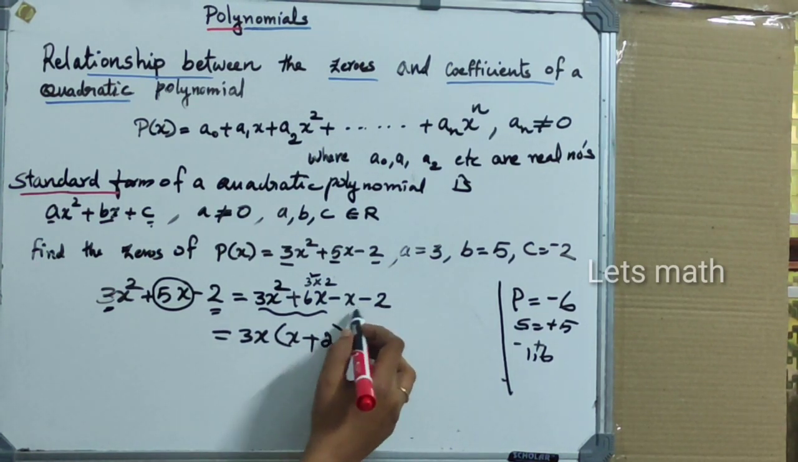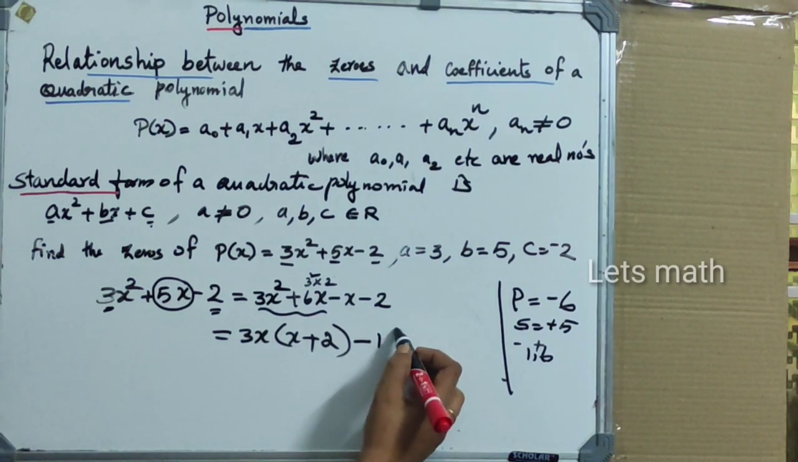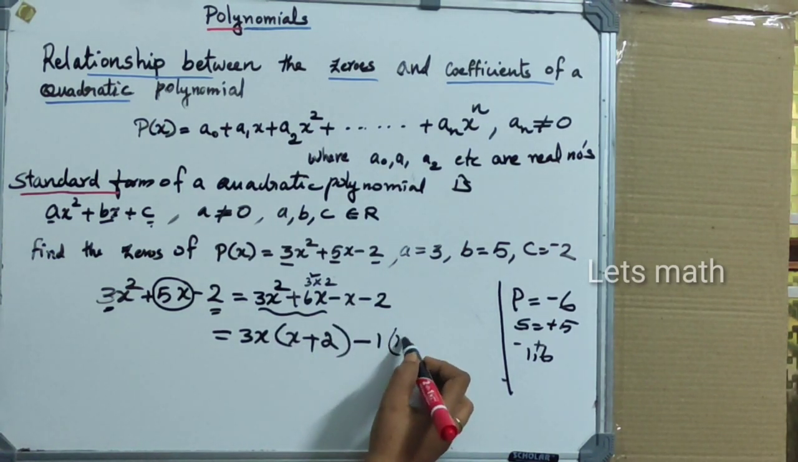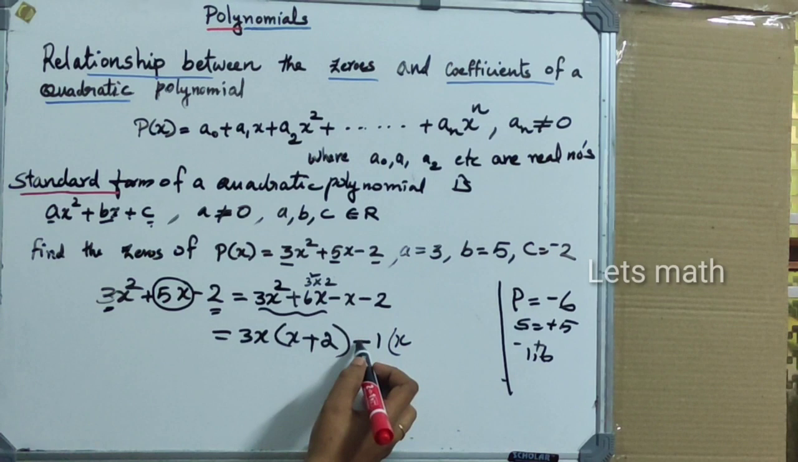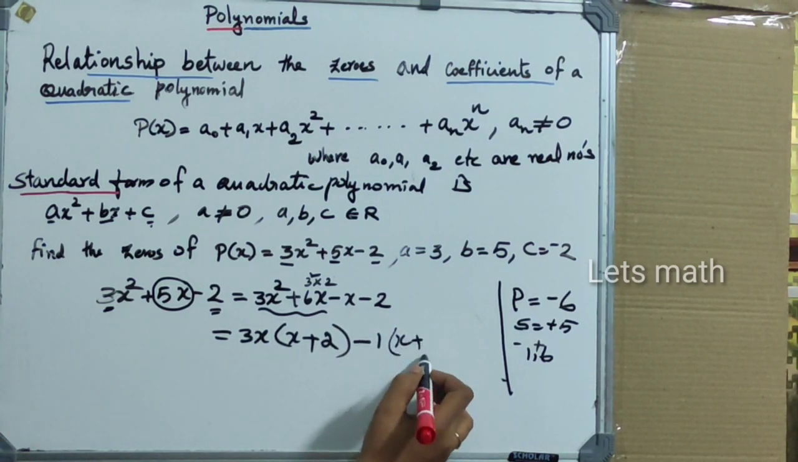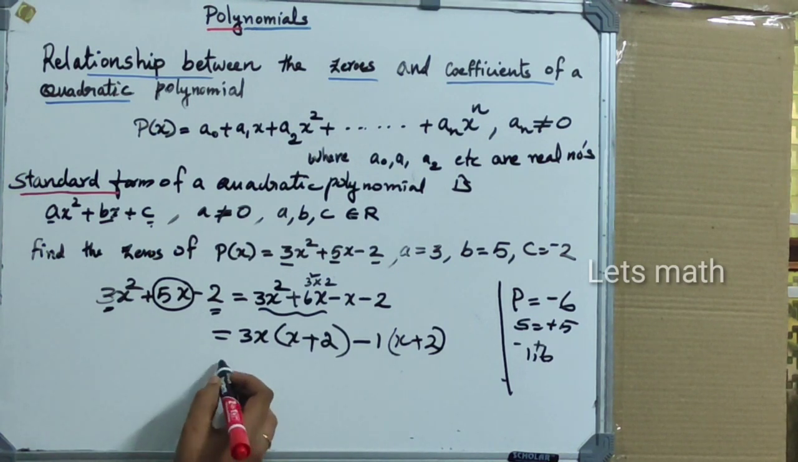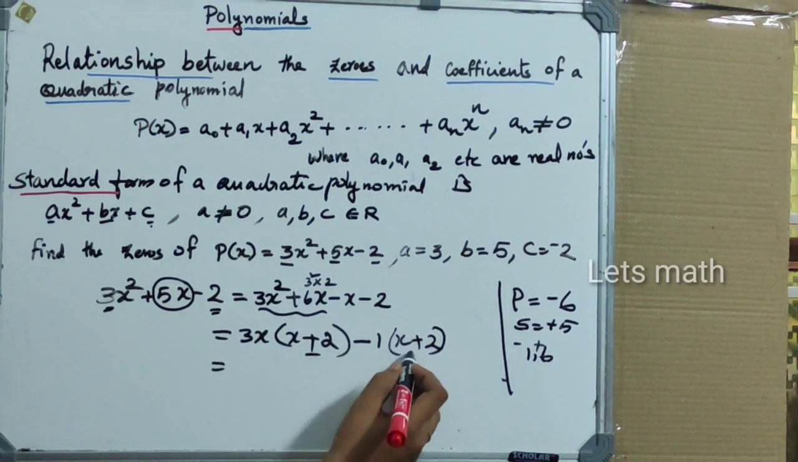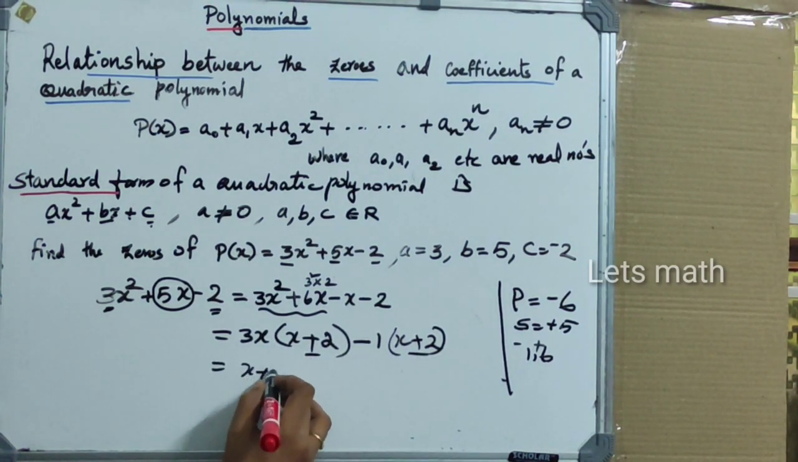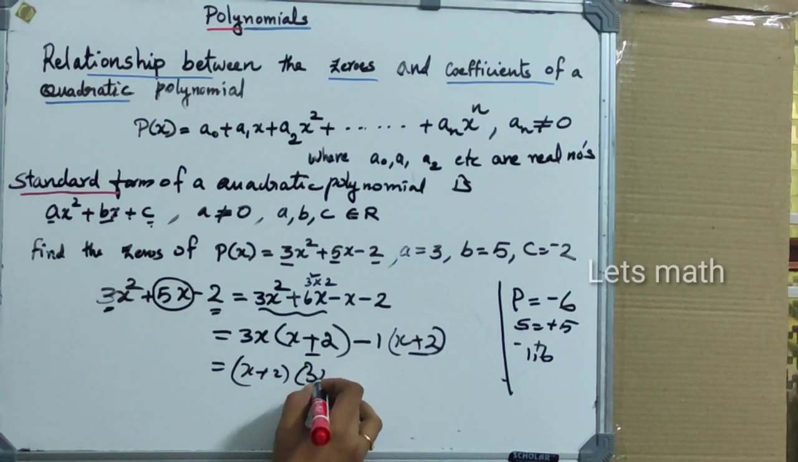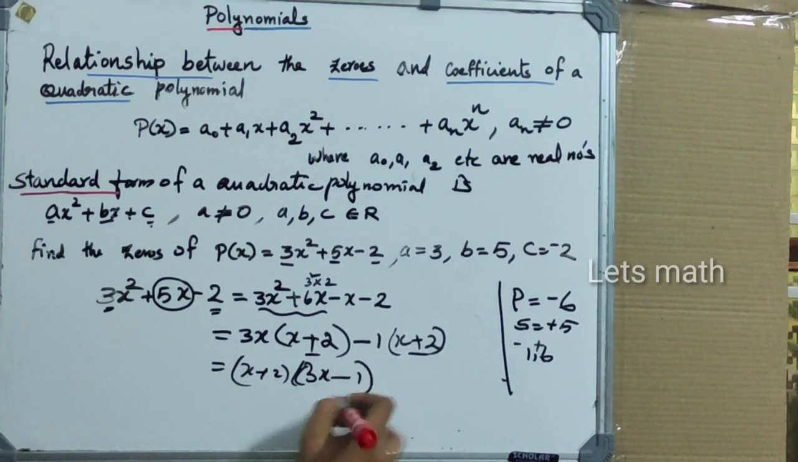Then from this, the common factor is minus 1. Minus 1 into x. If you take the minus sign out, it becomes positive. So minus 1 into x plus 2. This is the common factor here. So x plus 2 into 3x minus 1.